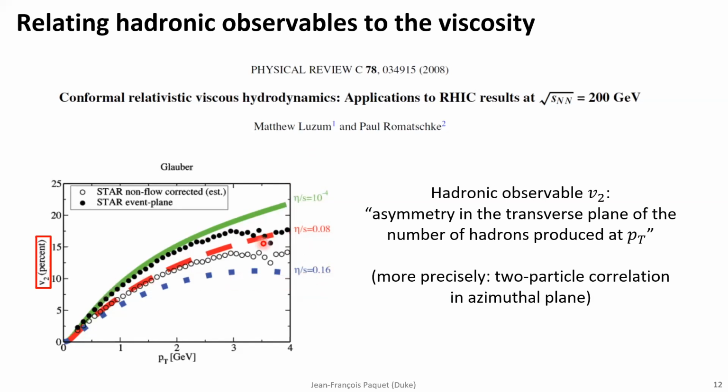So it looks from this figure that you could already almost answer the question, right? This was early RHIC data, but the data is in this ballpark. So η/s should be around 0.08, or maybe a little smaller. There's a few things to unpack here.